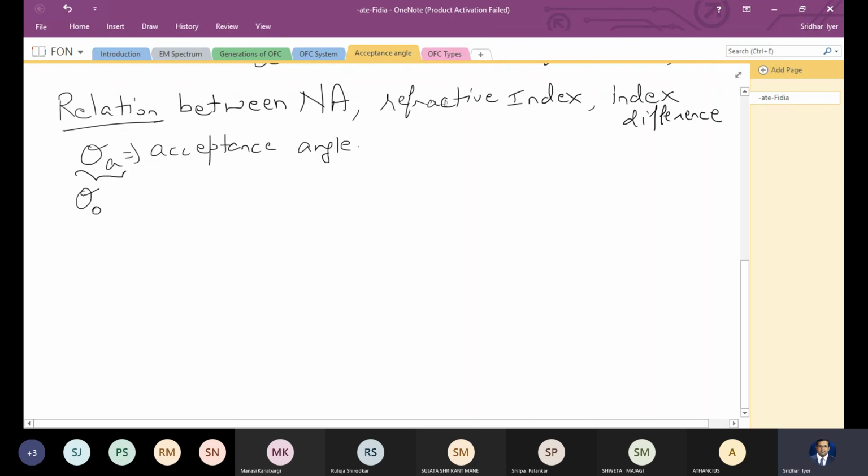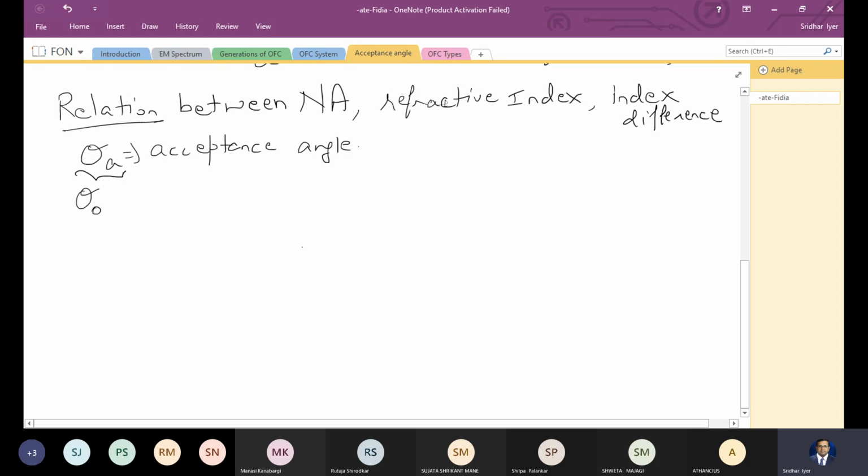In the VTU exam also you could look at the question which asks to derive theta naught. It is the same as the acceptance angle. I am just calling it theta A because it is the acceptance angle. So both are the same. Let us first draw the diagram.